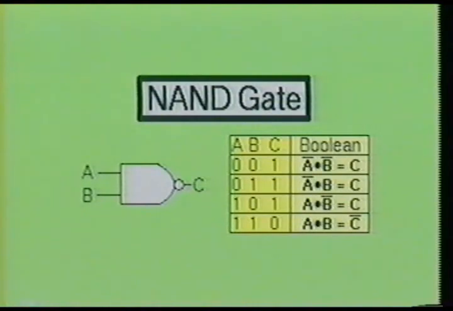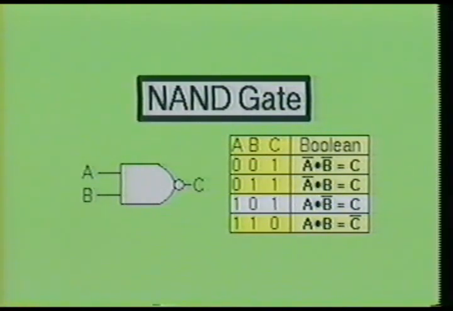Now let's examine the NAND gate. Remember, the NAND gate is a combination of the AND gate and an inverter placed at the output. As you will notice from the truth table, when A is low and B is low, the output at C will be high. In Boolean, this is expressed as not A and not B equals C. Next, we see that a low on A and a high on B will produce a high at output C. In Boolean, this is easily expressed as not A and B equals C.